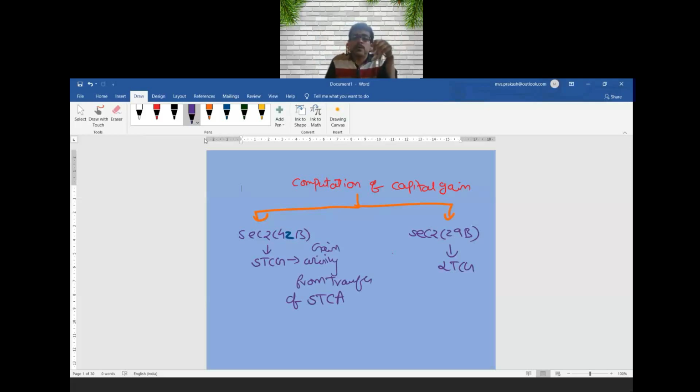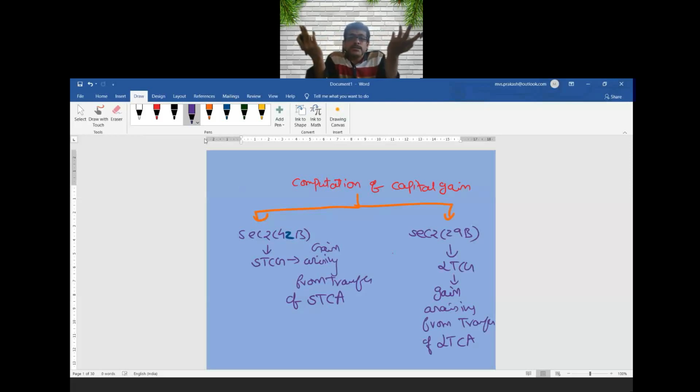Now what does section 2 subsection 29b say? Any sort of gain arising from transfer of long term capital asset. So if I transfer a long term capital asset, whatever gain I get, that gain is called long term capital gain. The gain from transferring a short term capital asset is called short term capital gain.